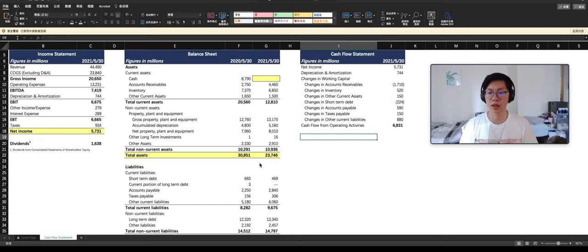Here is the cash flow from operating activities. Then we move to the cash flow from the investing activities, which means the cash outflow or inflow to the company when it comes to investing. Usually we start from the purchase of PP&E, which is the main target where investing activities happen.